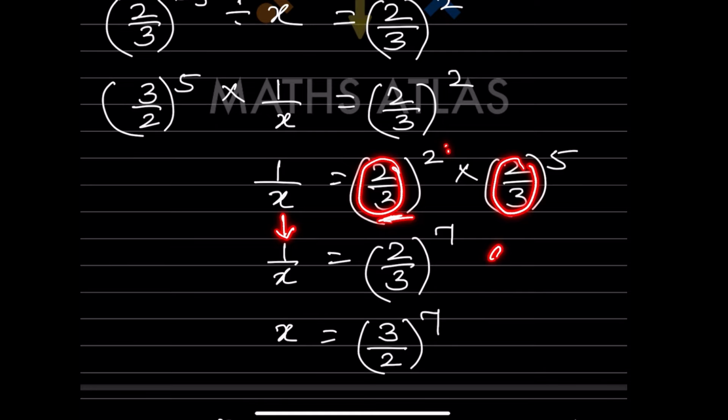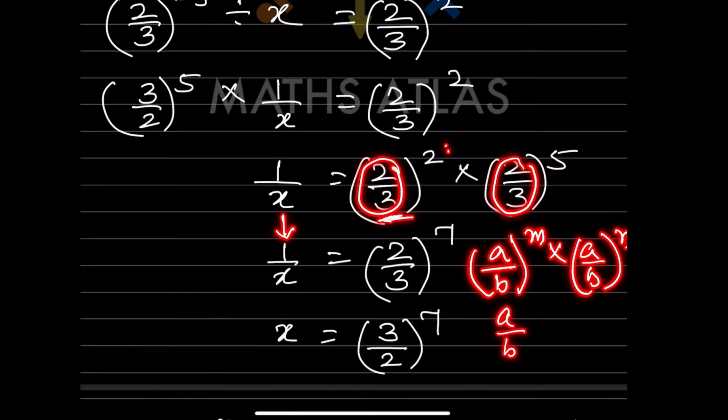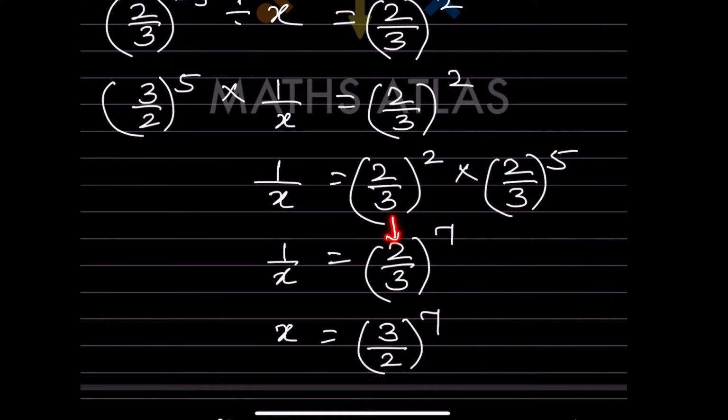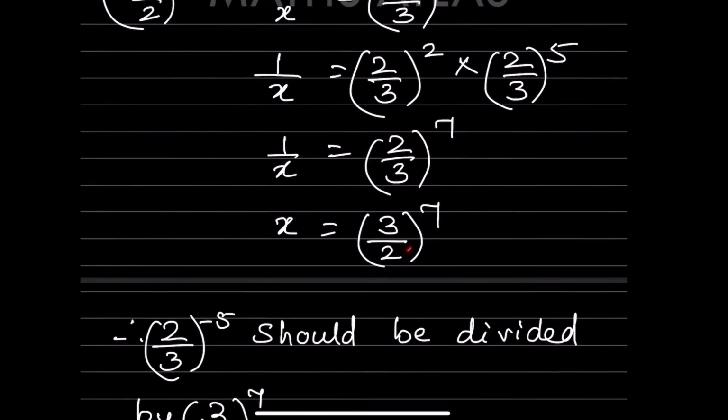So what happens here, you know the formula, a by b raised to m into a by b raised to n will be a by b raised to m plus n. Since the base is the same, we are going to add the exponents because this is multiplication. So you will write here 2 by 3, 2 plus 5, that is going to be 7. So now we don't want 1 by x, but we just want x. So we are just going to flip over. Since we flip this one, this also should be flipped. So that is going to be 3 by 2 raised to 7.